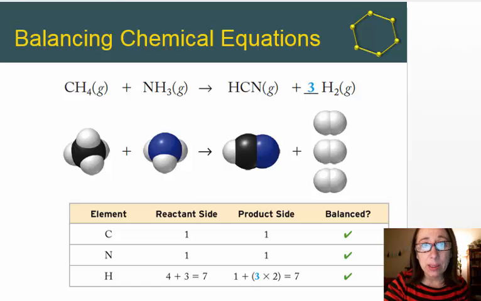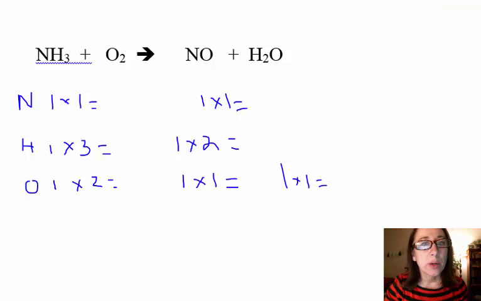So let's look at a more complex example. So let's count the atoms in this chemical equation. For nitrogen on the reactant side, I have 1 times 1, which is equal to 1. For nitrogen on my product side, 1 times 1, 1. So my nitrogens are balanced. Hydrogen on my reactant side, 1 times 3 is 3. And on my product side, 1 times 2 is 2. So my hydrogens are not balanced. And then my oxygen on my reactant side, 1 times 2 is 2. And then 1 times 1 is 1. Plus 1 times 1 is 1 for a total of 2.